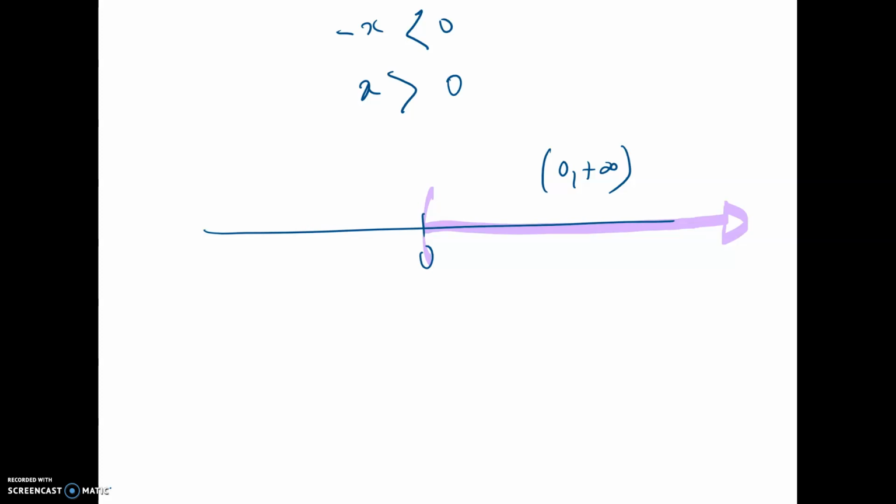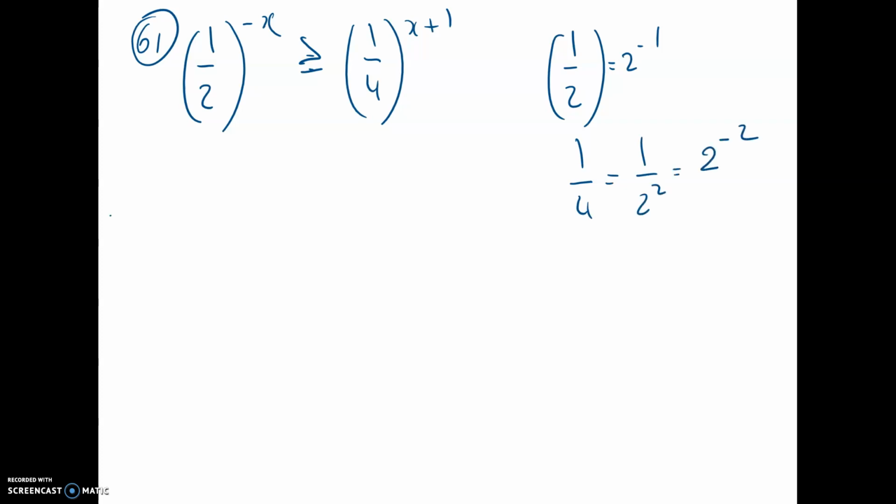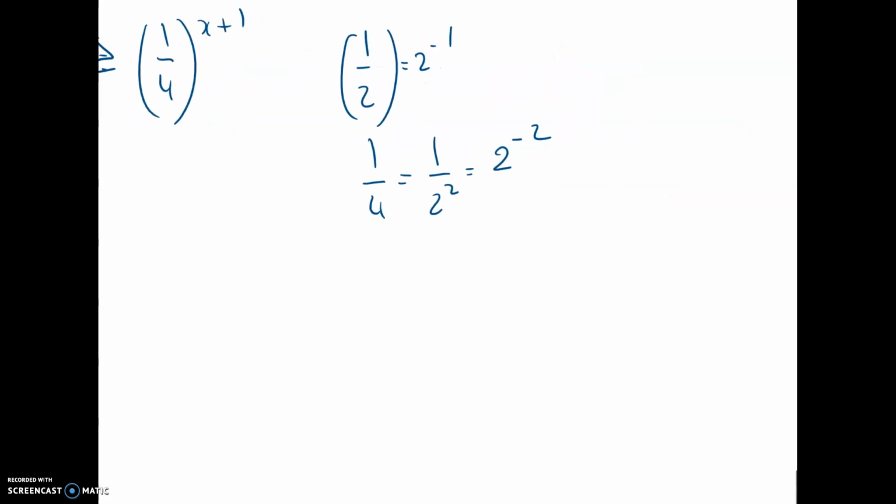Actually, you know what? I think I'm going to do one more problem. I'm going to do the problem 61. The problem is 1 over 2 to the negative x greater or equal than 1 over 4 to the x plus 1. I'd like to remind you that basically what we need to do is change 1 over 2 to 2 to the negative 1 and 1 over 4, which is 1 over 2 square, into 2 to the negative 2. All related to the expression a to the negative n equals 1 over a to the n.